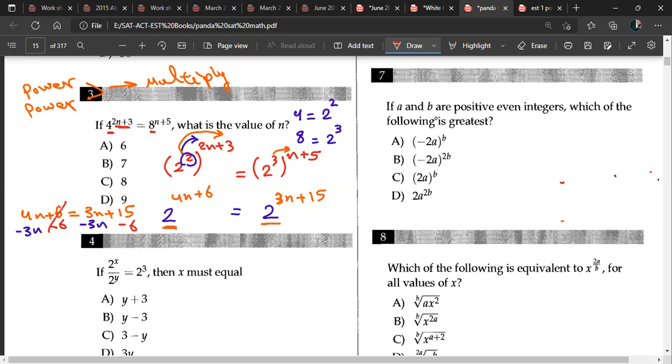This part will be cancelled and this part will be cancelled. So now we have 4n minus 3n equals n. 15 minus 6 equals 9. So n here equal 9. He asked you what is the value of n. So the answer is D. Okay guys, any question?